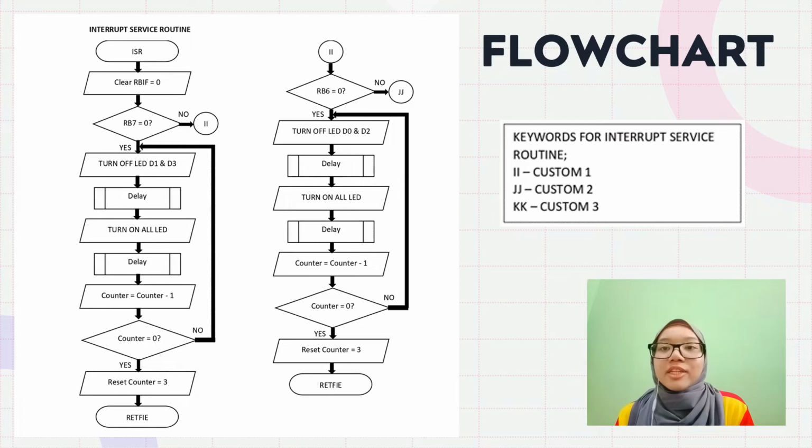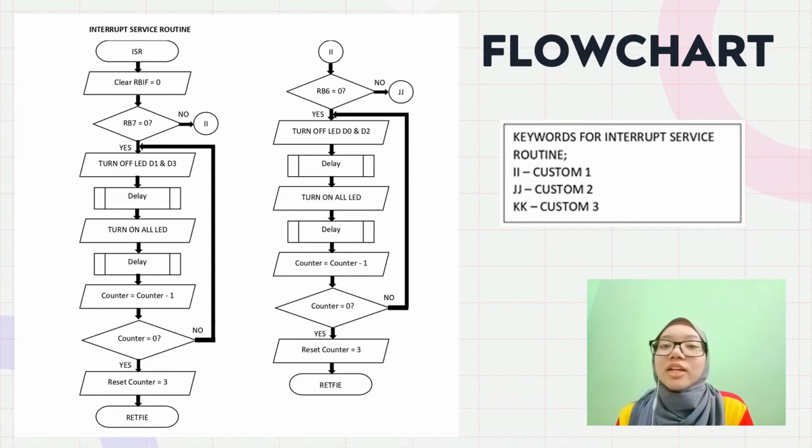So what if RB7 is not 0? If RB7 is not 0, we will move to custom 1. At custom 1, we check if RB6 is equal to 0. If RB6 is equal to 0, we turn off the LED at D0 and D2, and then have a delay routine, and then turn back on all LEDs and have a delay routine, and then reset the count. And then decrease the counter by 1 until the counter is equal to 0.